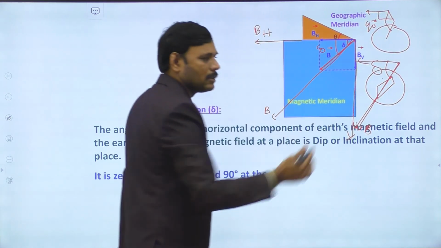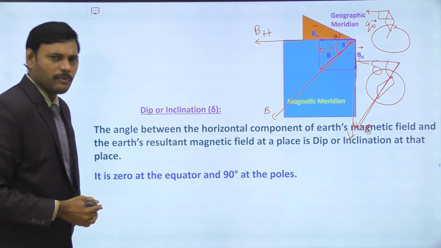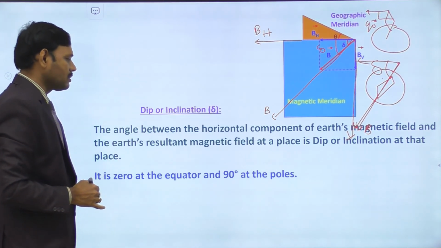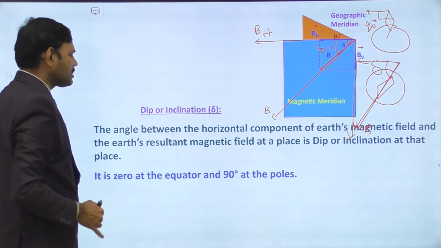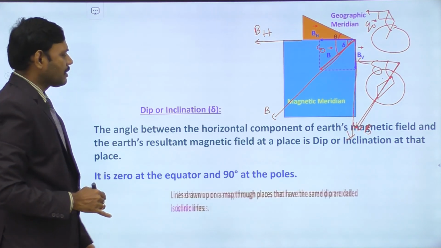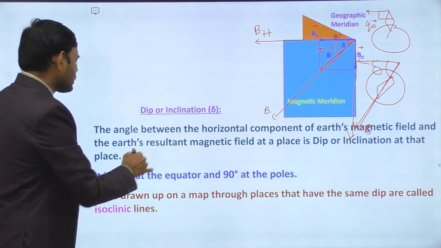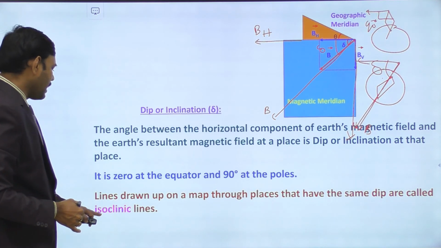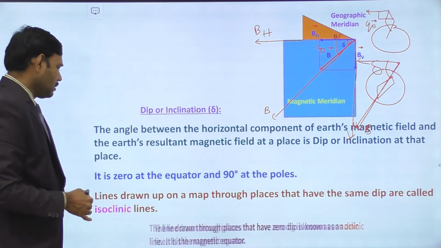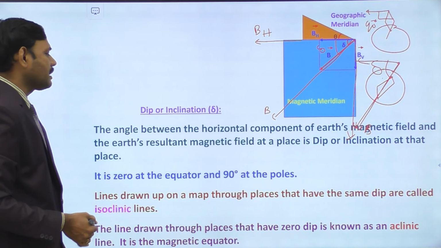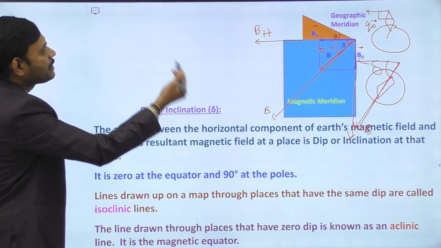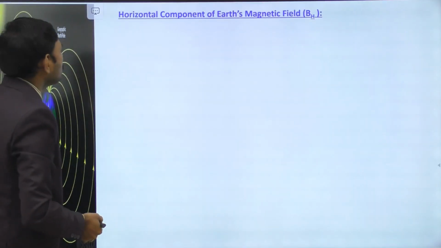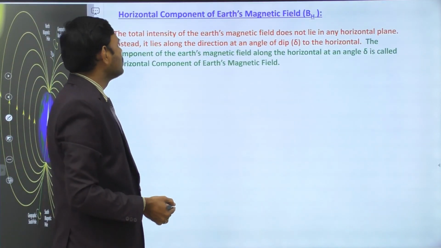So the angle of dip changes from position to position on the surface of the earth. At the poles, the angle of dip is 90 degrees and 0 at the equator. Lines drawn upon a map through places that have the same dip are called isoclinic lines. The line drawn through places that have 0 dip is known as aclinic.